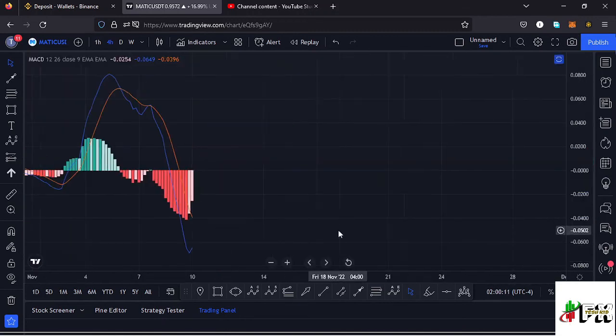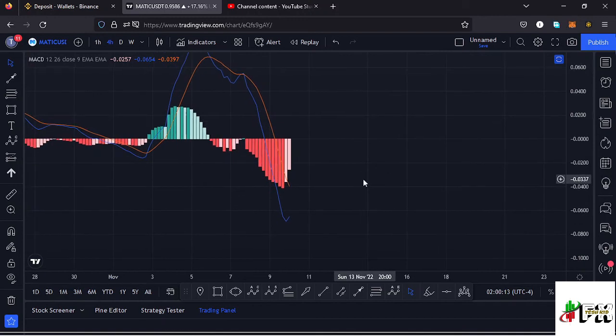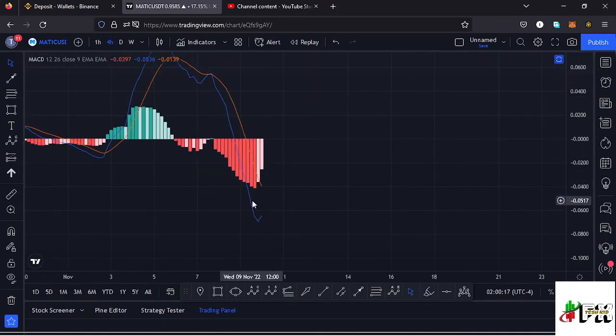Also taking a look at the MACD, here on the MACD we have printed a bearish crossover, but you can see we are starting to lose the momentum here on the MACD, and there's a possibility of us printing a bullish cross. So let's be patient and see how that plays out, and I'll keep you updated.